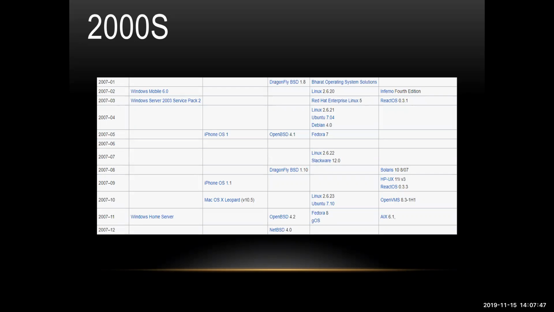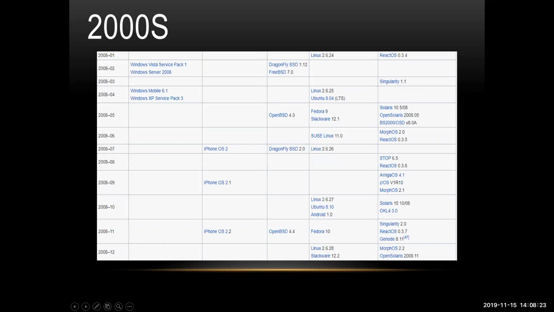Then we had OpenBSD 4.2, Fedora 8, and gOS or Good OS. It was an Ubuntu-based Linux distribution created by Good OS LLC. And then we also had AIX 6.1. And then lastly for December 2007, we had NetBSD 4.0.